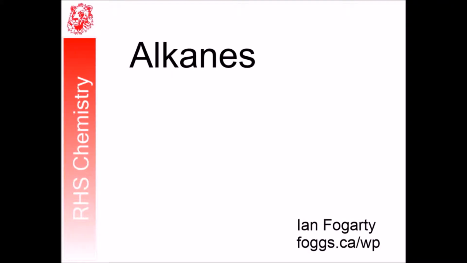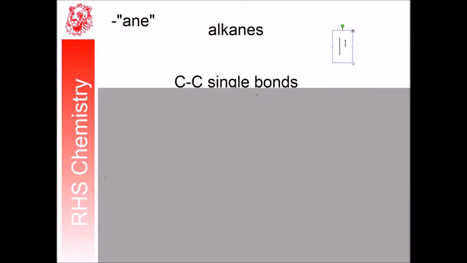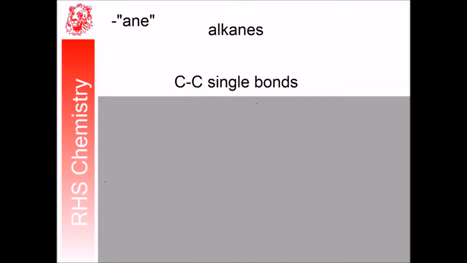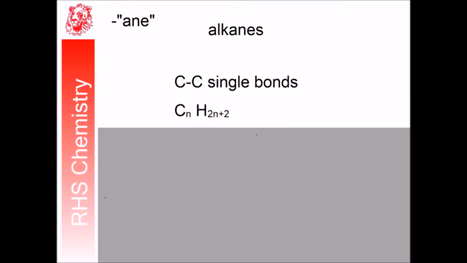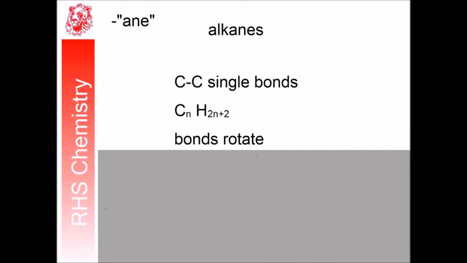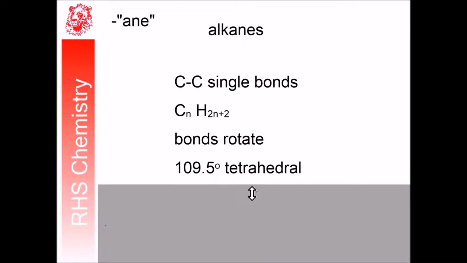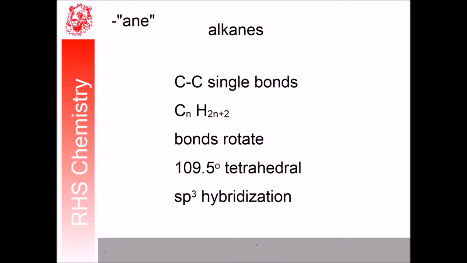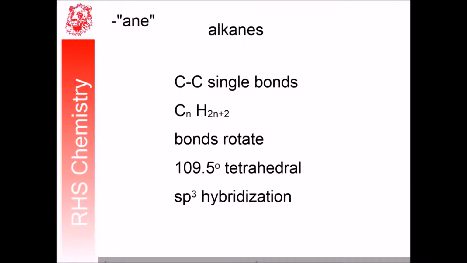I'd like to talk to you about alkanes today. When talking about alkanes, they end in "ane." So whenever you see an ending of "ane," it's going to tell you some things. It's going to tell you, one, that there are carbon-carbon single bonds, that it follows the formula CnH2n+2. The bonds can rotate, which is an interesting thing. We haven't talked about that much yet. That there are 109.5 degree bond angles and they're tetrahedral, and the hybridization is sp3. We'll talk more about what hybridization is later.